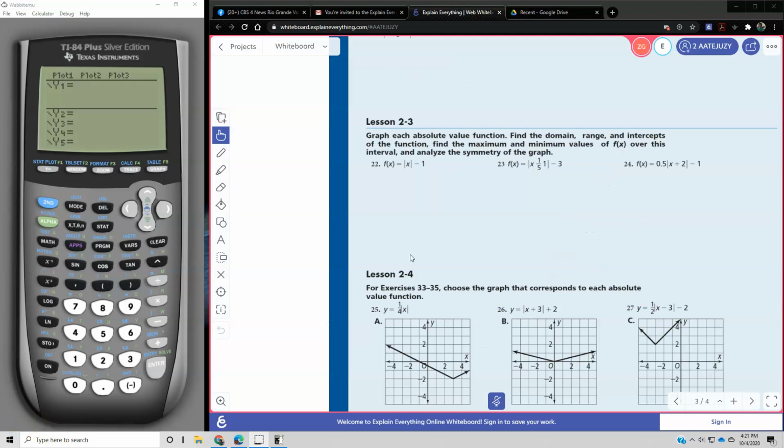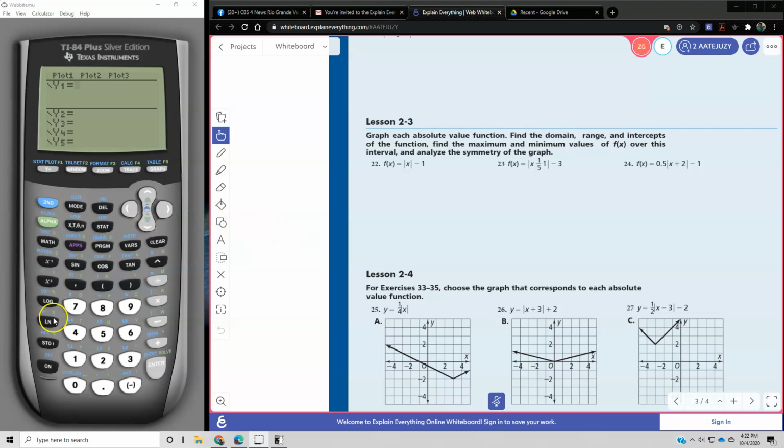Graph each absolute value function, find the domain, the range, and intercepts of the function, find the max and minimum values of f of x over this interval, analyze the symmetry of the graph. What we're just going to do is find the domain and range, find the intercepts, and then find the axis of symmetry, okay?